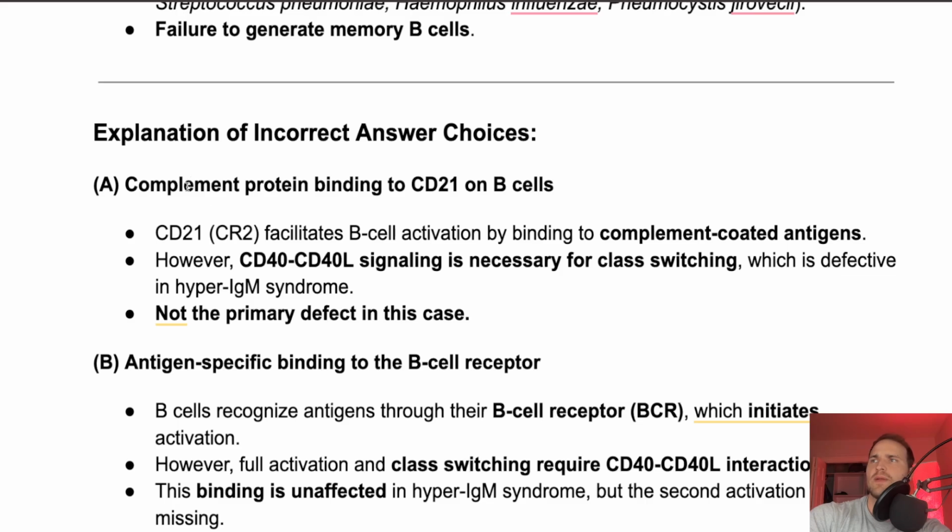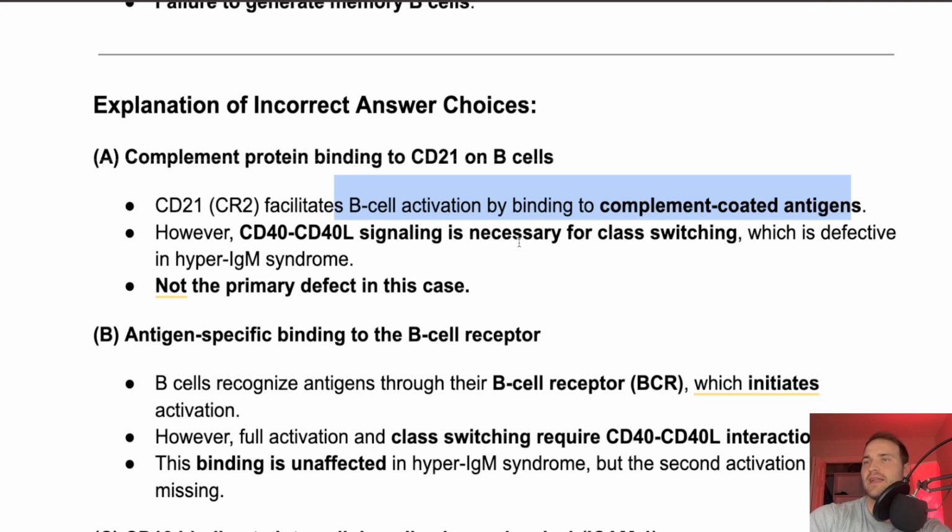Let's look at the other ones. Complement protein binding to CD21 on B cells. So CD21 facilitates B cell activation by binding complement-coated antigens. But in this case, we're talking about class switching, and that's defective in hyper IgM. So it's not the primary defect here. But CD21 binding to complement-coated antigens is important for B cell activation.